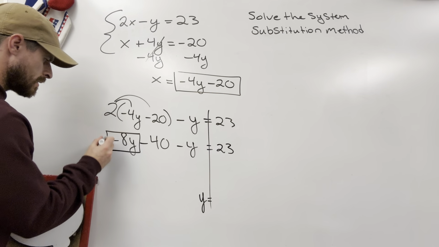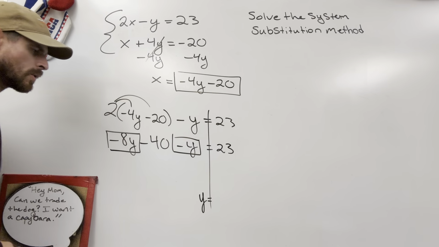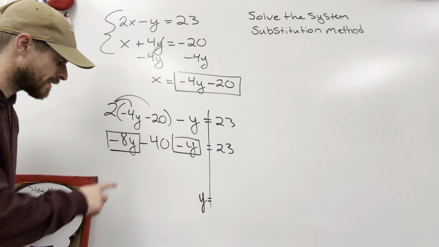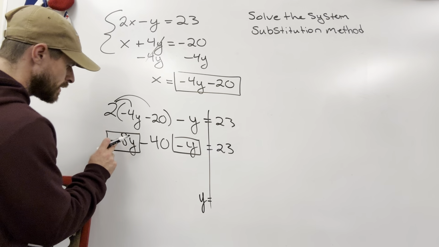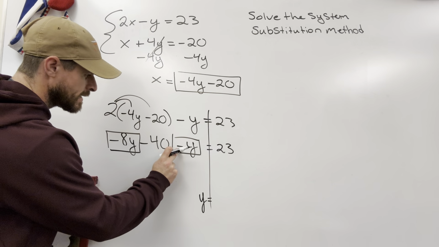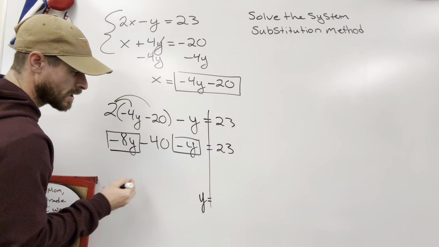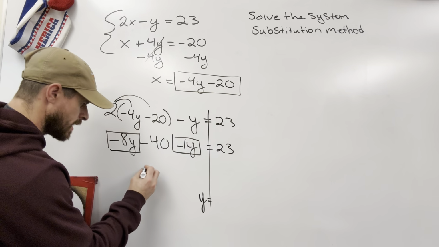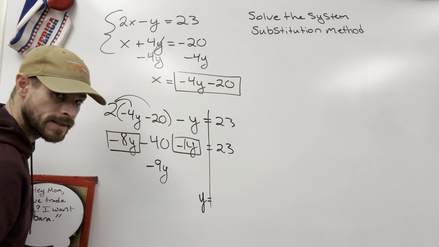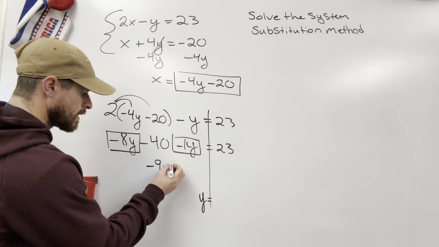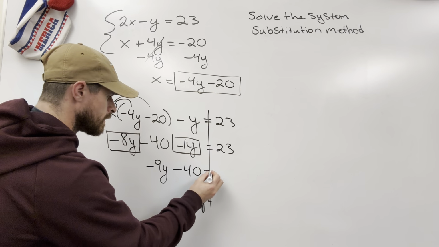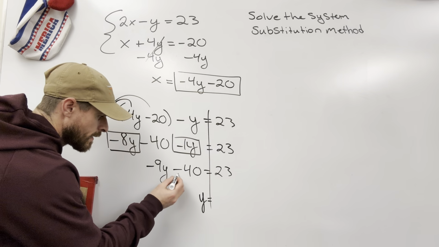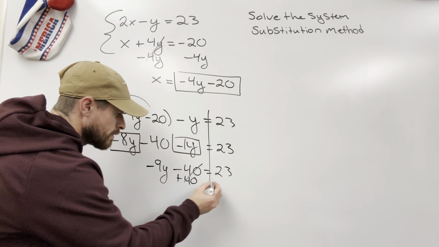This term and this term are what we call like terms. Could you figure out why they're alike? Yeah, they both have y. Okay, so negative 8 minus, if you don't have a number in front of the variable, it's really just worth 1. So this is negative 8 minus 1, which is negative 9. Keep the y attached. Negative 40's got to come down. It's equal to 23. Then I got to take plus 40, cancel, plus 40.